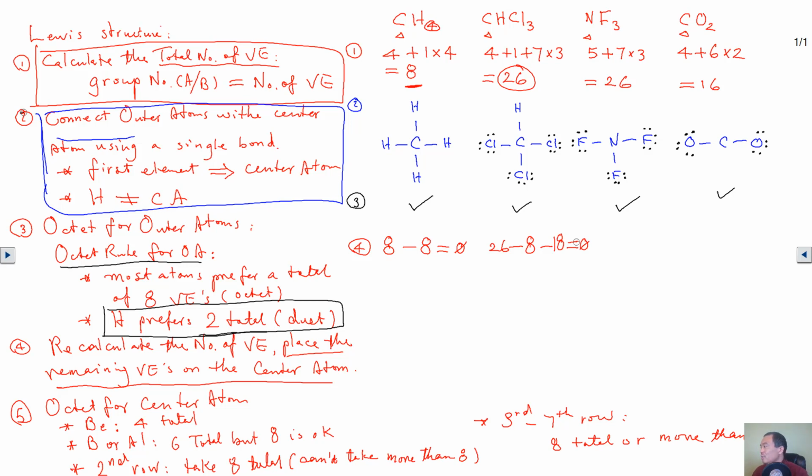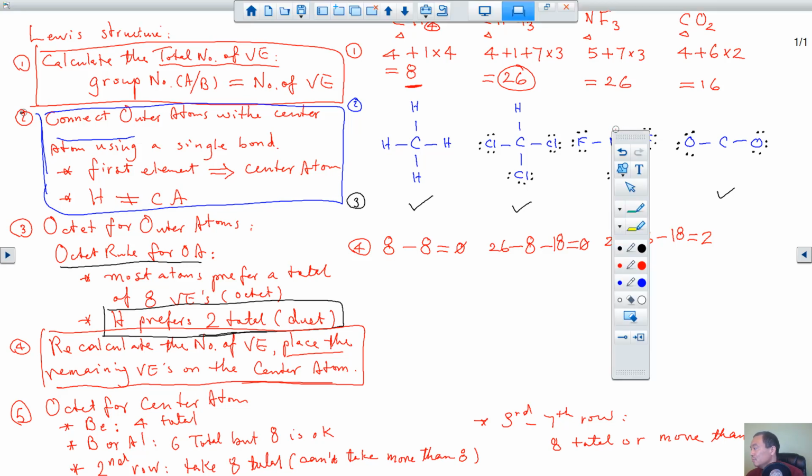Okay. So for the third example, NF3, we got 26 valence electrons. And how many bonds have we built? We have built 1, 2, 3 single bonds, that's 6 valence electrons. And we also used the 6 dots for each fluorine. We got 3 fluorines, so that's 18 valence electrons. So when you put it together, we notice we have 2 valence electrons left. Do remember, for step 4, you are going to place all remaining valence electrons on the center atom. That's exactly what I'm doing over here.